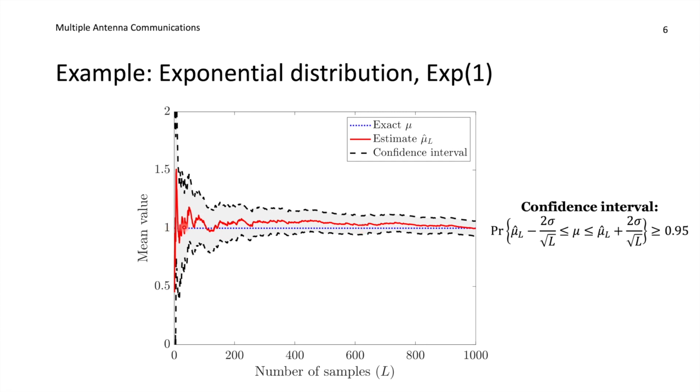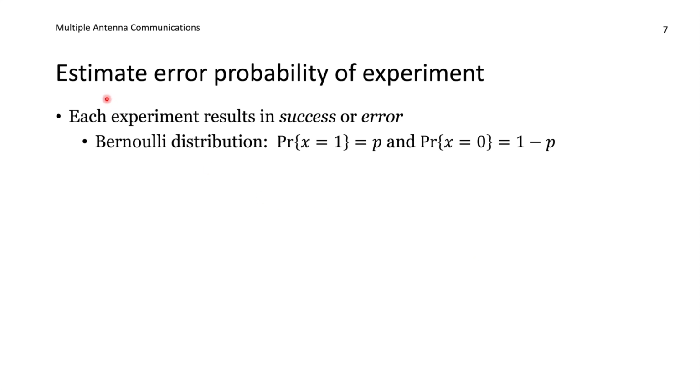But all the time here, we see that the true value is actually inside this confidence interval. We can use the Monte Carlo method to estimate other things, such as the error probability of an experiment. So consider an experiment that results in either a success or an error. This experiment could be to transfer data over a communication channel, where we either have a successful decoding or an error in the decoding of the data.